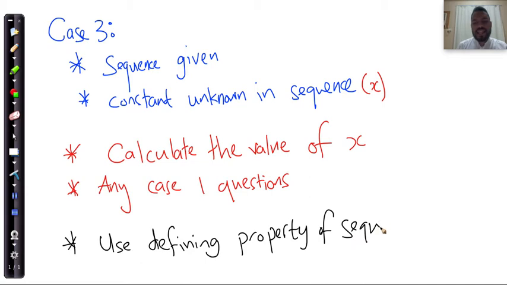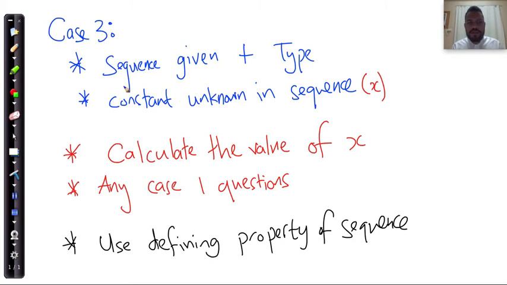What makes an arithmetic sequence arithmetic? It is the constant difference. The only thing I didn't mention here is that the type of sequence must also be given, so I'm going to put there plus type. You're given the terms of the sequence, but inside the terms there's a constant unknown, and you're also given that it's either geometric or arithmetic or whatever it is. Calculate the value of x, any case 1 questions, use the defining property of the sequence.